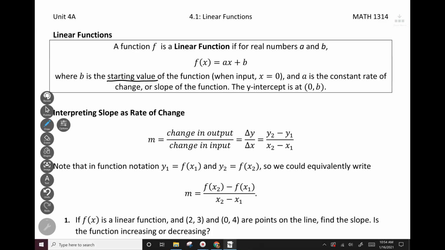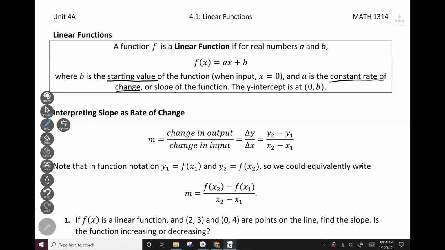So we've seen this a million times. You had a y instead of f of x, and then you had an m instead of a, but it is the same thing. So that m is still your slope, which another name for that is the rate of change. And then the b is still your y-intercept. Another name for that is it's the starting value of the function.